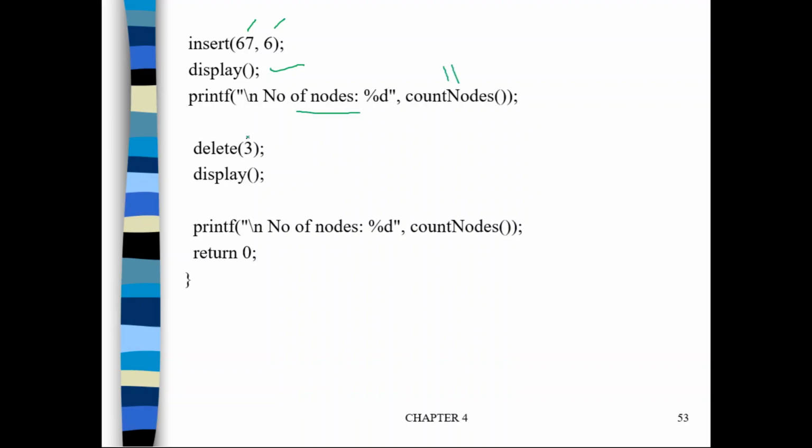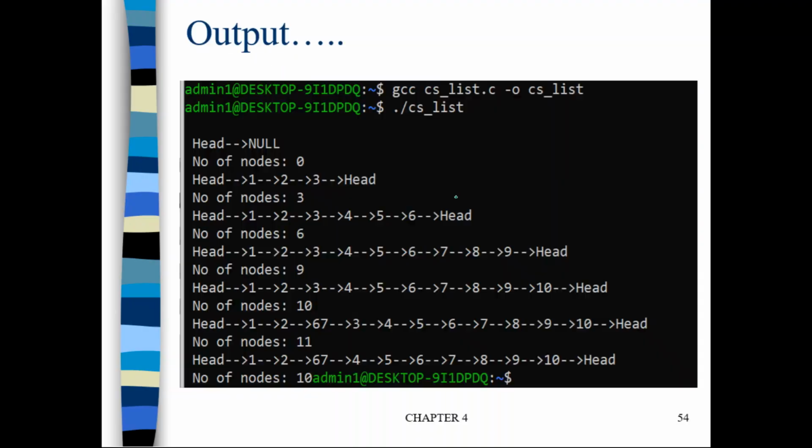Then we delete the node 3 and we display. So after node 2 it will be node 4. Node 3 is removed, right? And again we display the count, so the count will be 10. So this is how the output looks. Initially without adding any nodes we are calling display, so it shows head is null, number of nodes 0. Then inside the for loop after adding 3 nodes, head points to 1, 1 points to 2, 2 points to 3, again 3 points to head, number of nodes is 3.